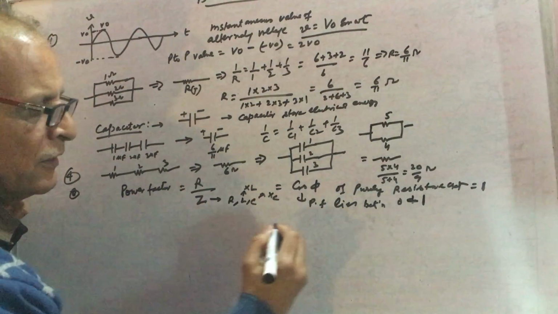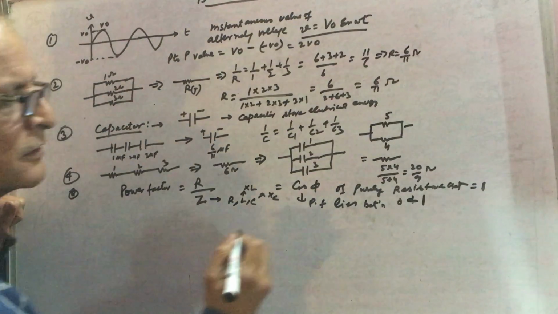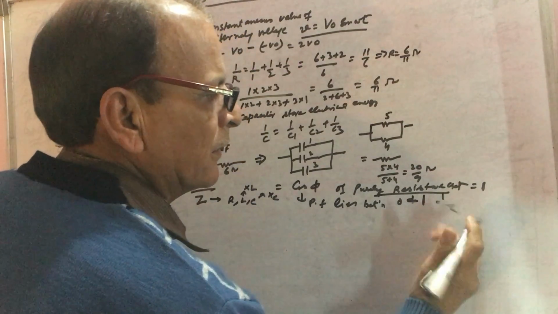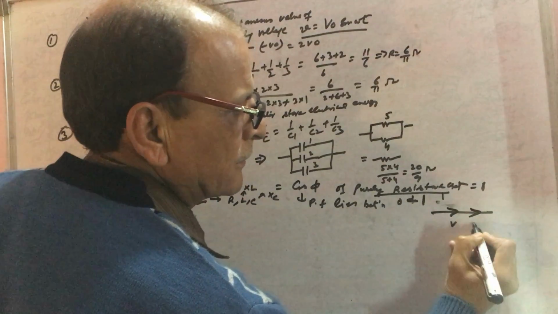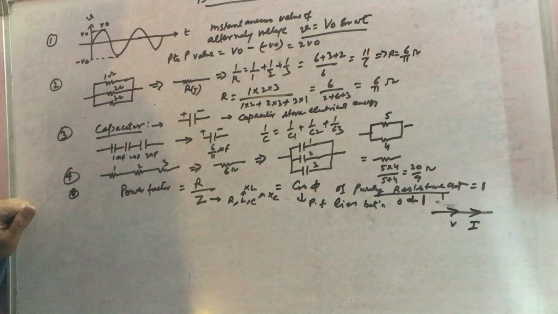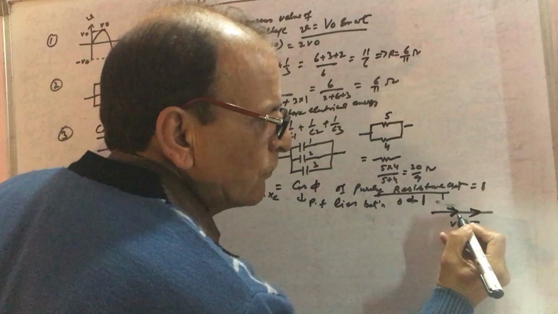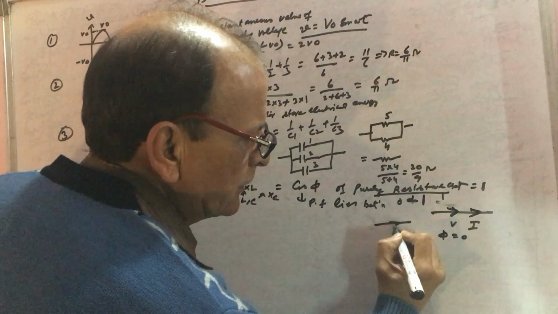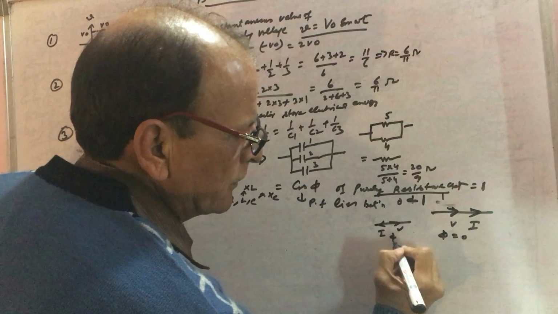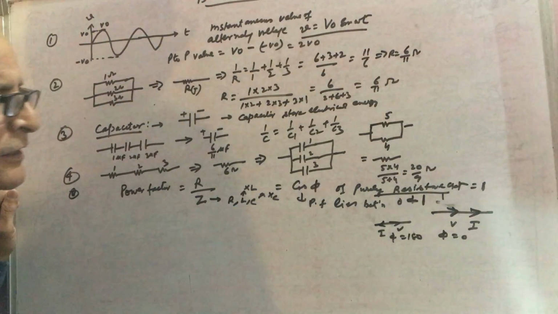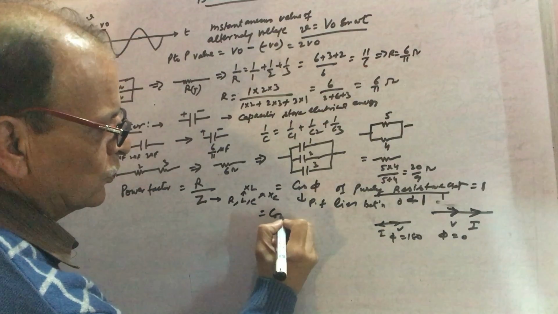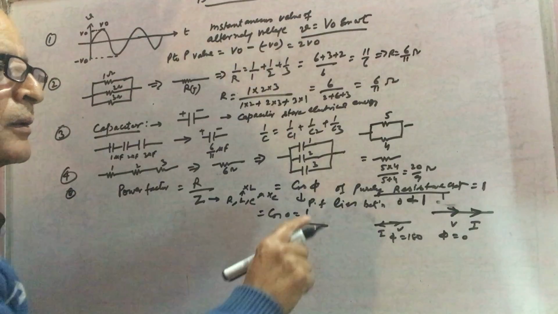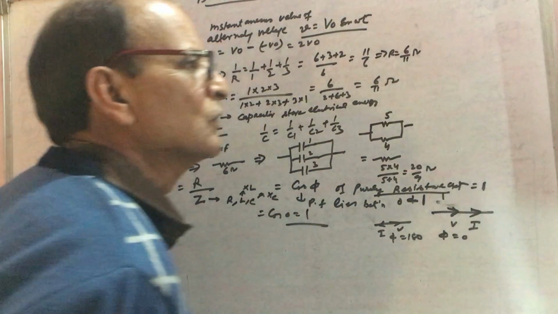So in a purely resistive circuit, V and I are in phase. Voltage and current are in phase. When voltage and current are in phase, the phase angle phi is equal to 0. If in any circuit voltage and current are in opposite phase, then the phase angle is 180 degrees. But here in this case phi is 0, so cos 0 is 1. So for a purely resistive circuit, the value of power factor is 1.